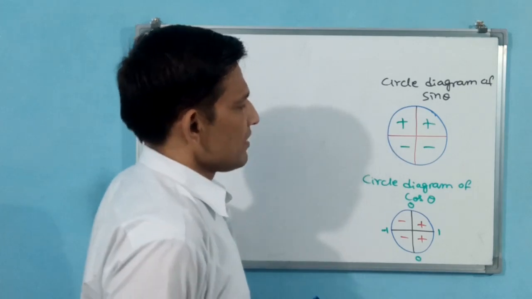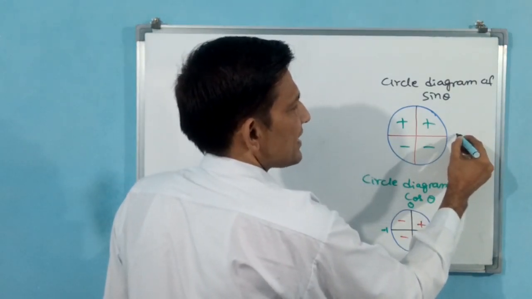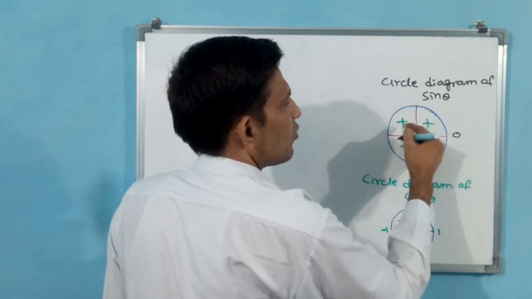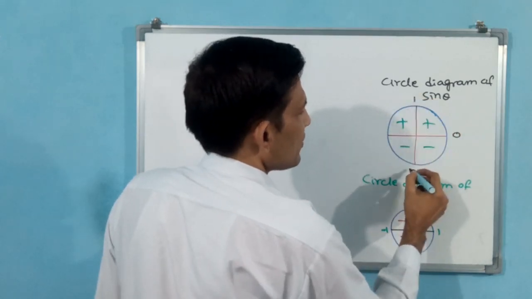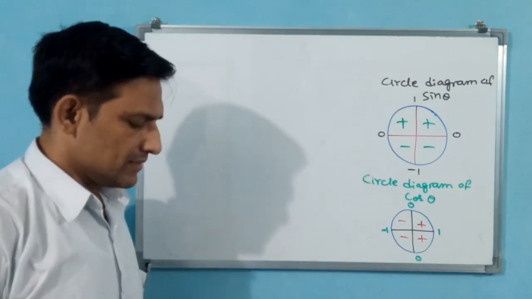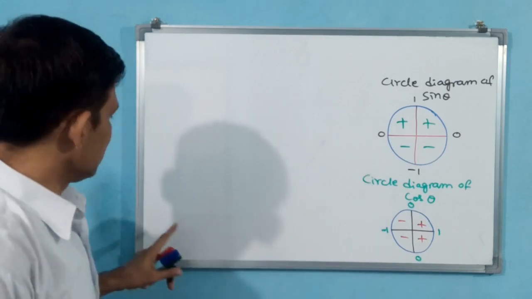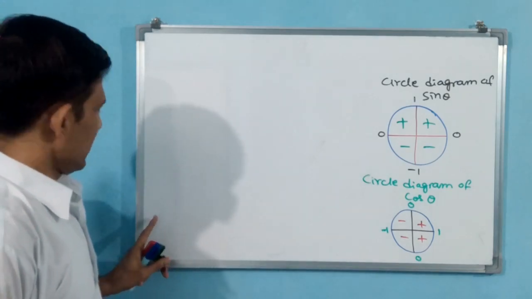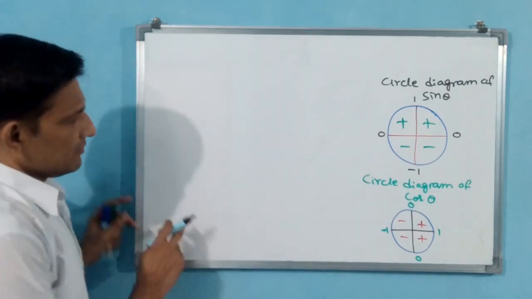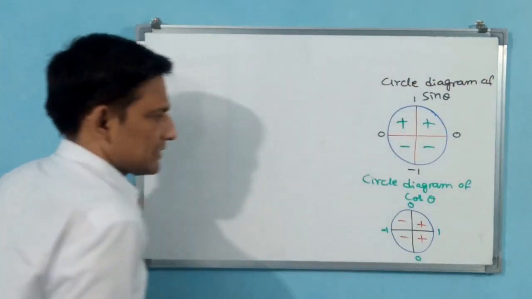Now you tell me what the values are. See, at 0 degree, sine theta is 0. Both positive 1, both negative -1, 0. Is this correct? Yes, that is correct. See what I am going to do. I am going to draw the circle diagram of tan theta here, because here we are going to draw the graph. I am going to remove it afterwards.